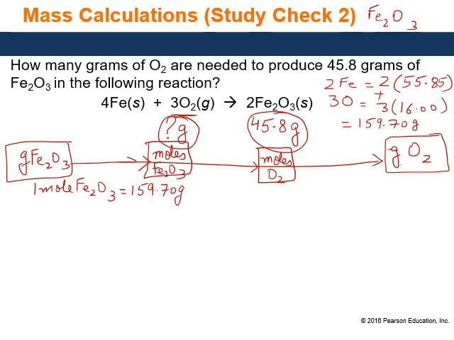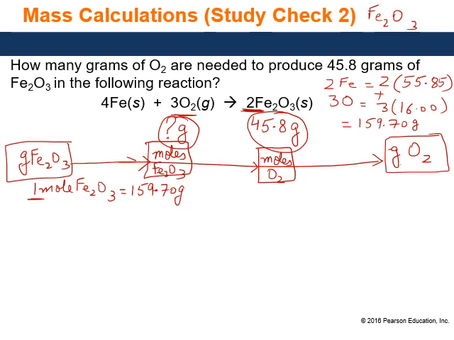159.70 grams. Now, an important thing to remember here is, even though if you look in the equation, I have 2 moles of Fe2O3, when I write molar mass, that should always be for 1 mole. Remember, the definition of molar mass is the mass of 1 mole of a substance. So even though there is a 2 here, for the molar mass, your number will always be 1.